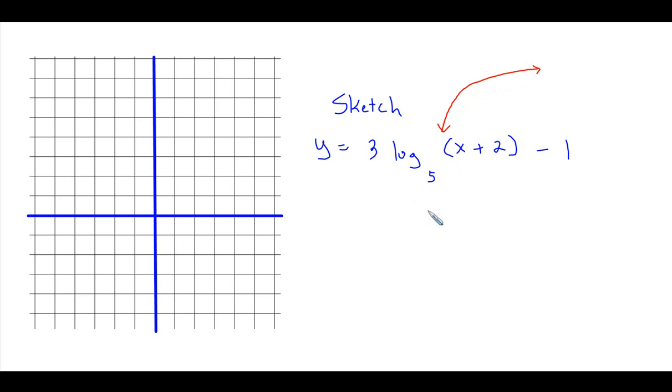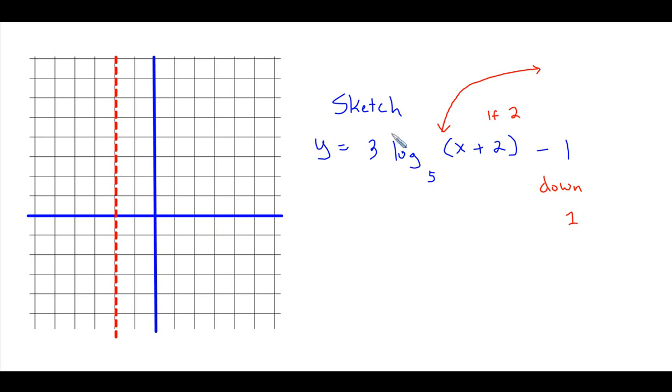All right, so now let's find our vertical asymptote. So if this is a +2, the vertical asymptote is going to be at -2 on the x. So let's go to -2 on the x. So here's our vertical asymptote. And then our home point. Well, we know this +2 tells us that we're going to move the graph, it's going to shift 2 to the left, right? Left 2, and then down 1, right?